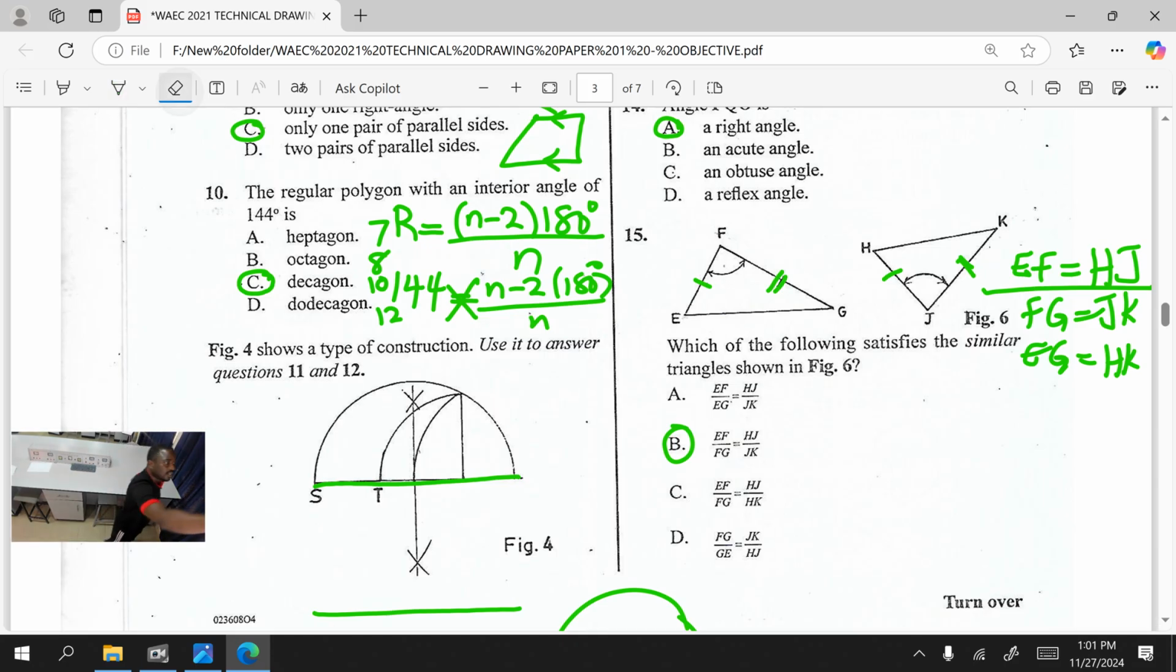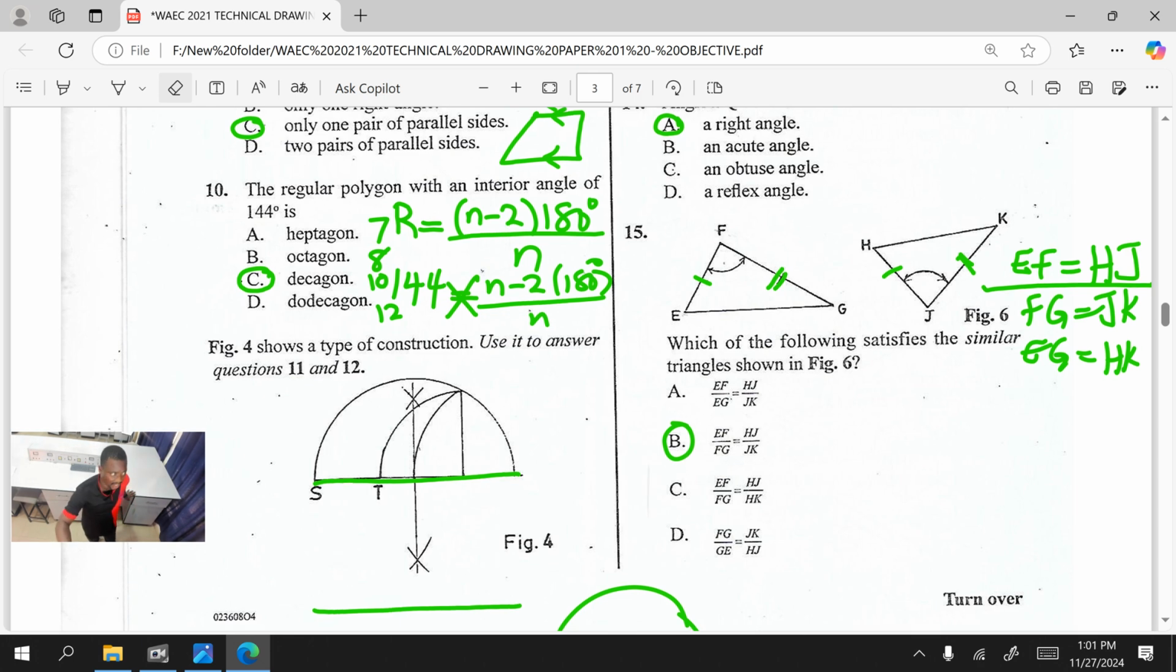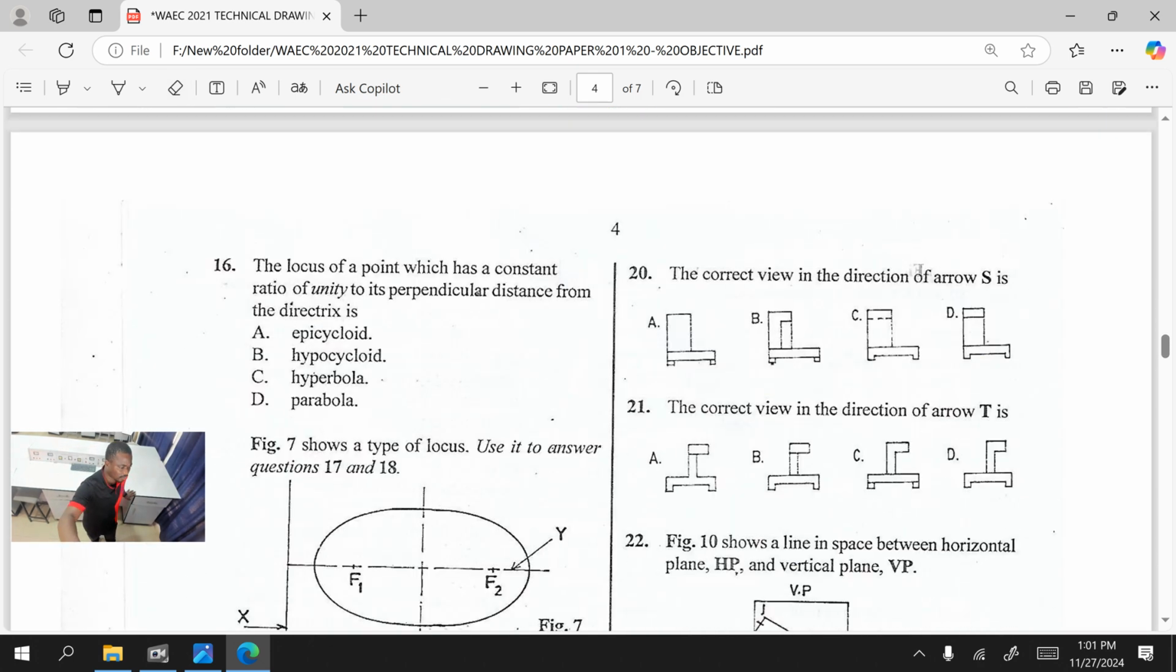So B is the answer. Please go over it again. I believe the explanation is clear. Let's move to number 16.